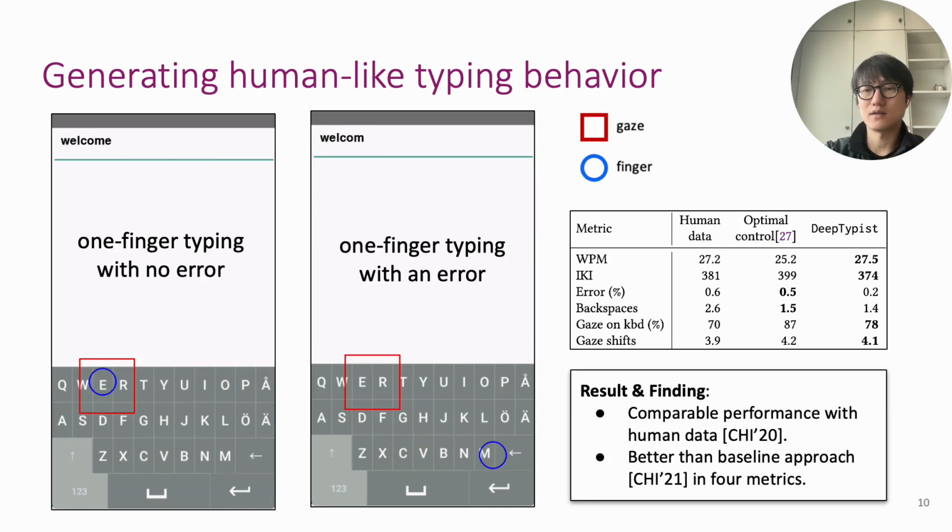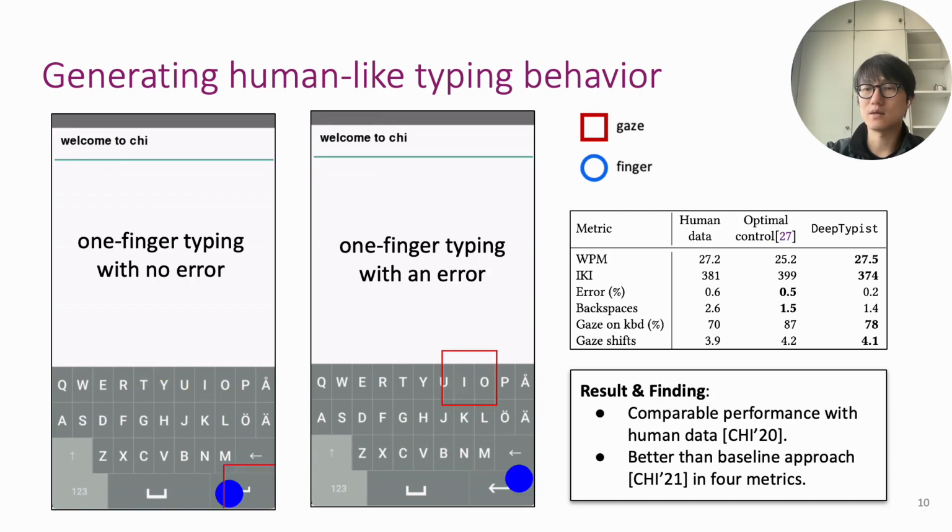Let's see the detailed analysis. First of all, our model demonstrates human-like motion strategies. It can simulate moment-to-moment eye and finger movements and predict strategies of eye-hand coordination. In this animation, the red rectangle is the gaze and the blue point is the finger.